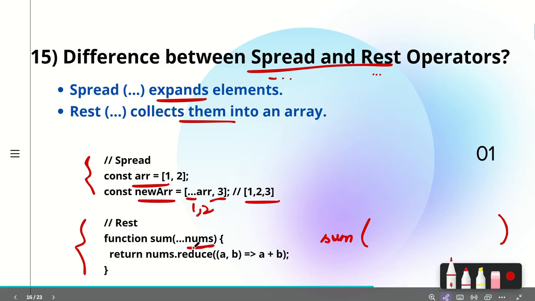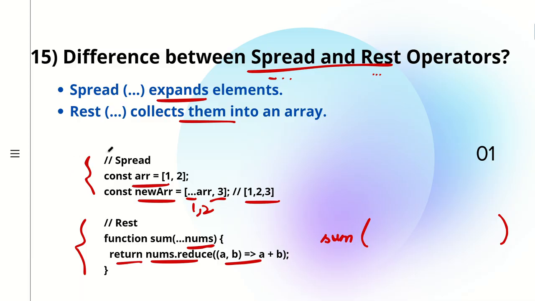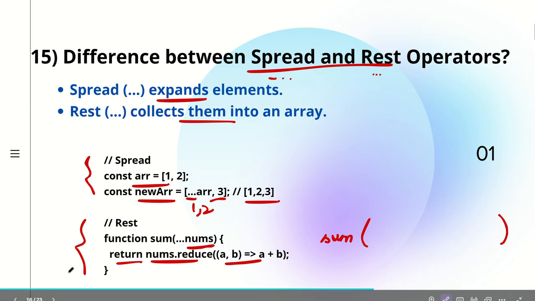Once you have got all the values in your array, you can use any array function. Reduce is an array function, right? So you write nums.reduce, collect all the values, add all of them one by one, and return the result. So this is how rest is used. This is the difference between spread and rest operator: spread is used to expand the elements, whereas rest is used to collect them into an array.